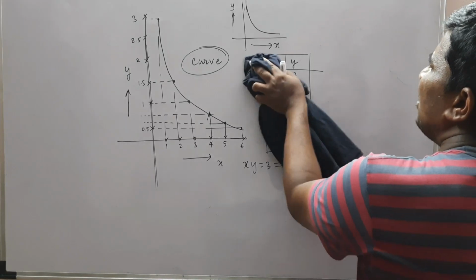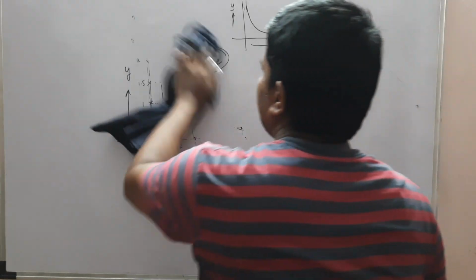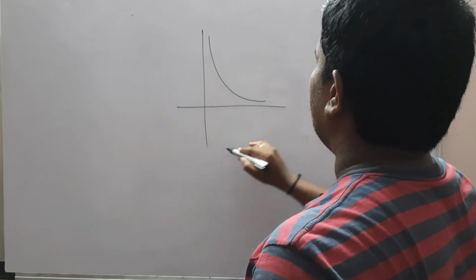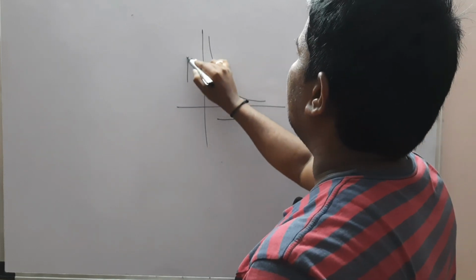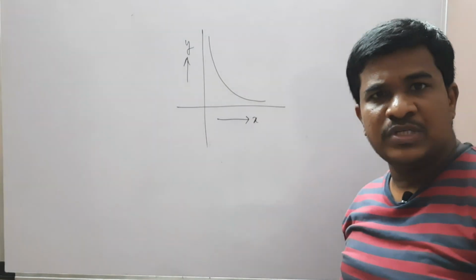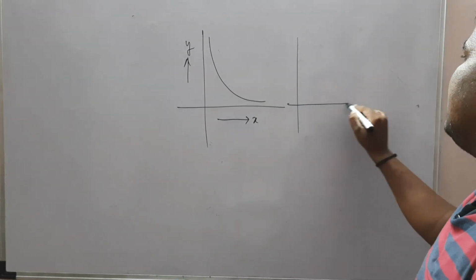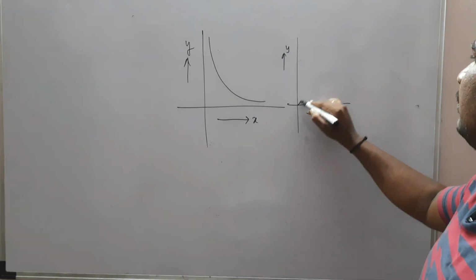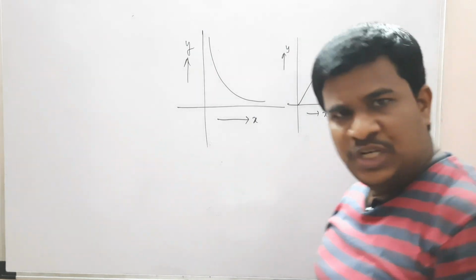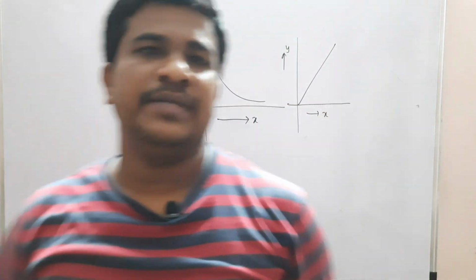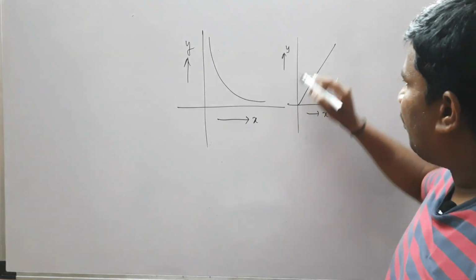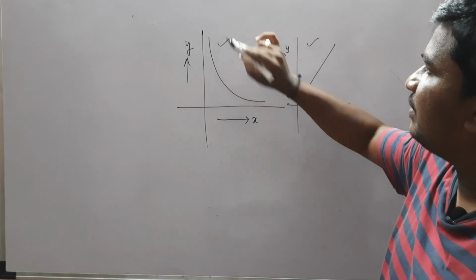So when two quantities are inversely proportional to each other, you will get a curve. When two quantities are directly proportional to each other, you will get a straight line. So this is the graph when two quantities are inversely proportional to each other, and this is the graph which represents two quantities directly proportional to each other. I hope you understood very clearly. So please remember these two graphs.